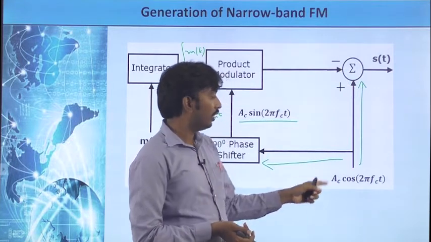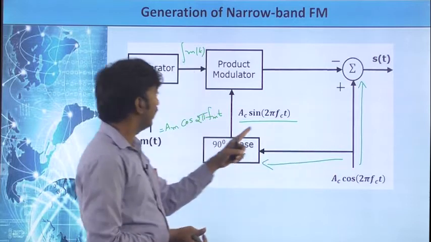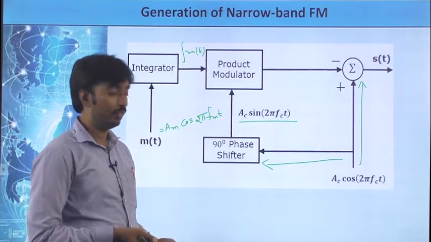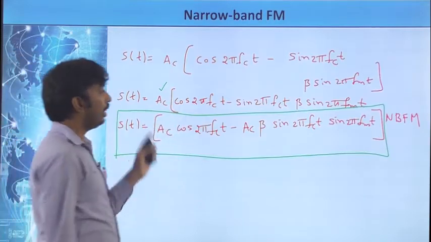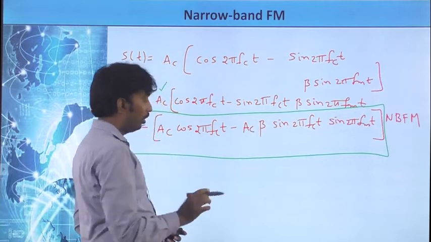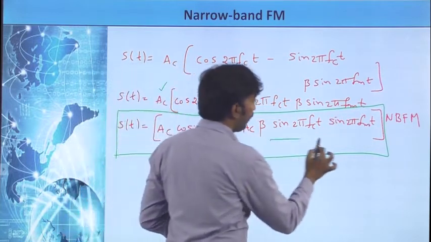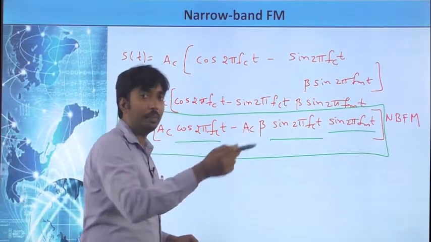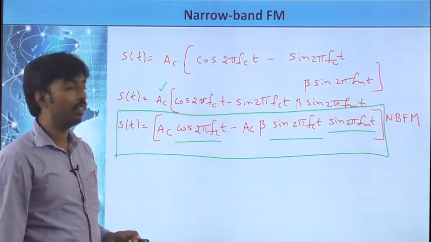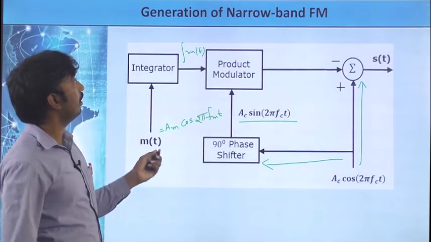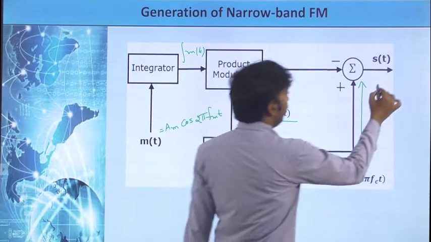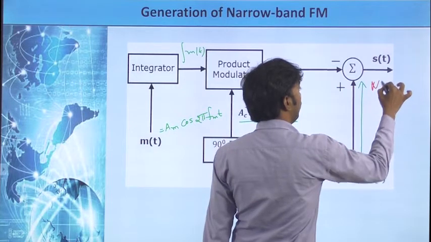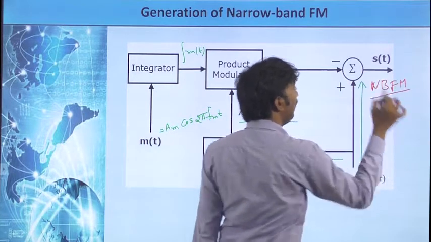So that means Ac cos 2πfct minus Ac Am sin 2πfmt sin 2πfct, I am going to get the function. Similarly, I am getting the same cos 2πfct, sin 2πfct, sin 2πfmt. The rest of the function I am taking as Ac and the remaining function is beta dash. So with this block diagram, I can generate the narrowband FM. The output of this one is narrowband.